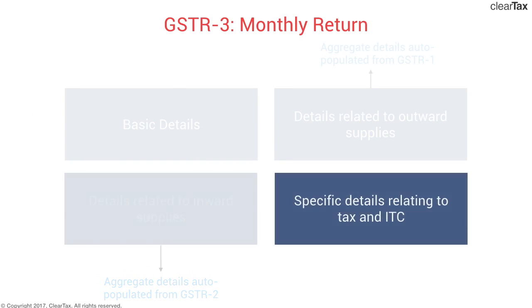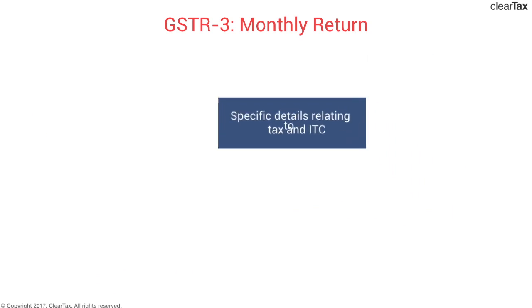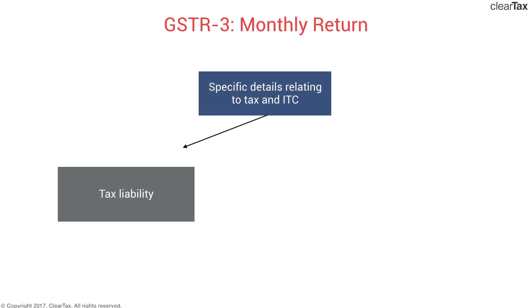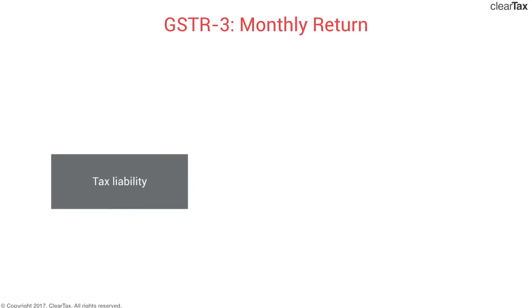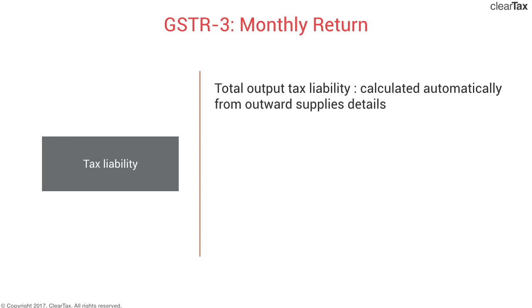The last category are specific details. These are not auto-captured and have to be filled in. They are details related to either tax liability or payment and refund details. So liability and payment. Let's first check out the details related to tax liability. What all you need to fill in, you need to show the total output tax liability. This is calculated automatically from the details of outward supplies. This provides you another checking point.